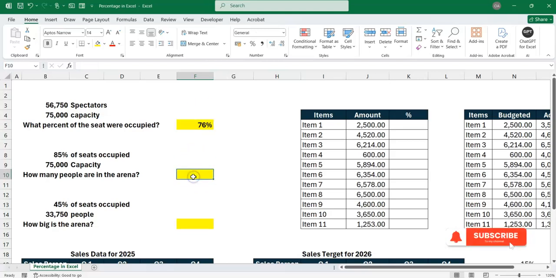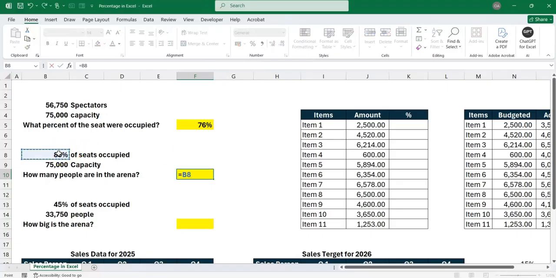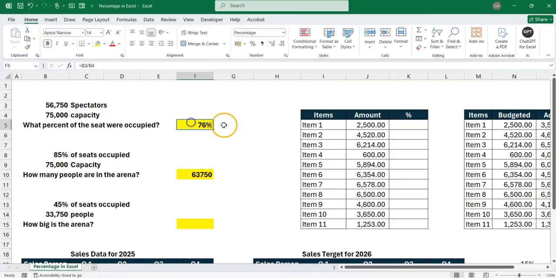Now the second one: 85% of seats were occupied. The capacity of the arena is 75,000. Now we want to look at how many people are actually in the arena. We can work that out by saying equals, we take the percentage and multiply it by the total capacity. In the first example we divided, and in this one we multiply the percentage by the capacity, and we have 63,750 people in the arena.